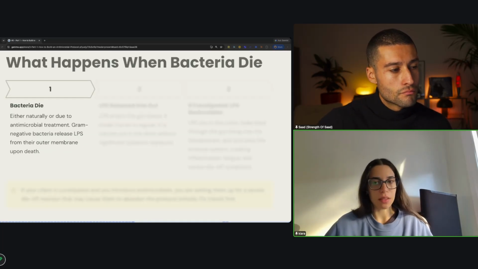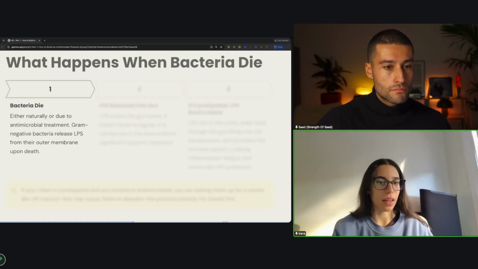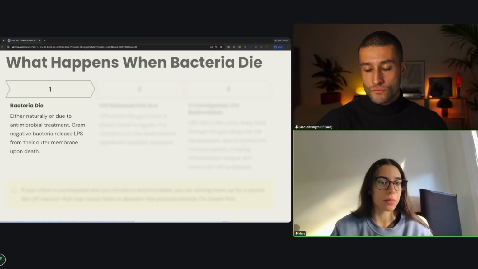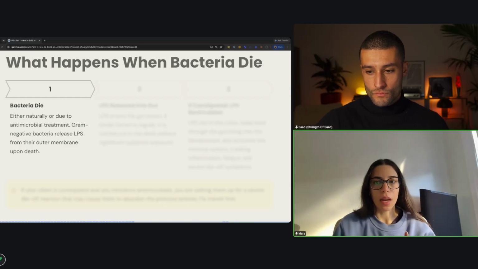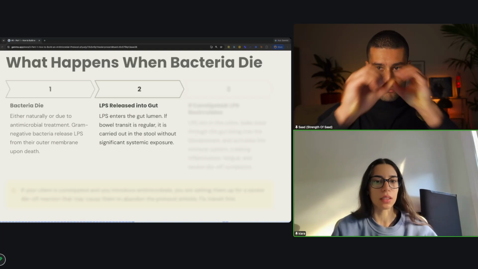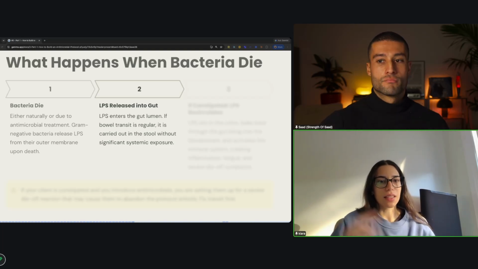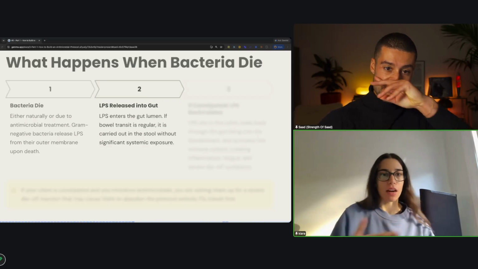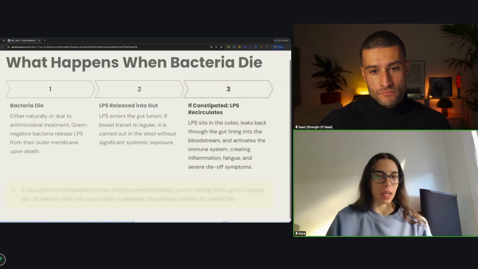What actually happens step by step when the bacteria die? It can be antibiotics or antimicrobials, herbal antimicrobials. The bacteria can release the LPS from the membrane, and then it enters the gut lumen, which is like the empty space, let's say, in your gut. It's like the hole. If your bowel movements are good, then it can be carried out nicely and exit without many problems.